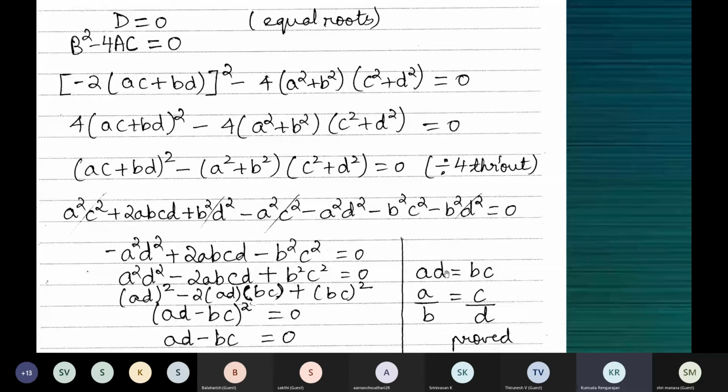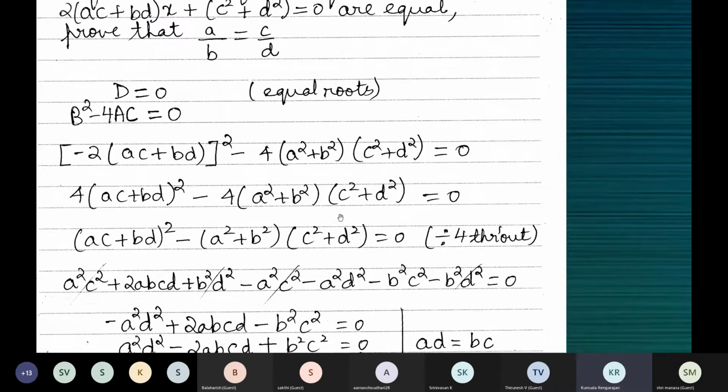Now this can be written as a proportion: a by b is equal to c by d. Just cross multiply and you'll get back this. Cross multiply, a into d is ad, b into c is bc. This is the required result: a by b is equal to c by d. Just cross multiply and see, ad is equal to bc.